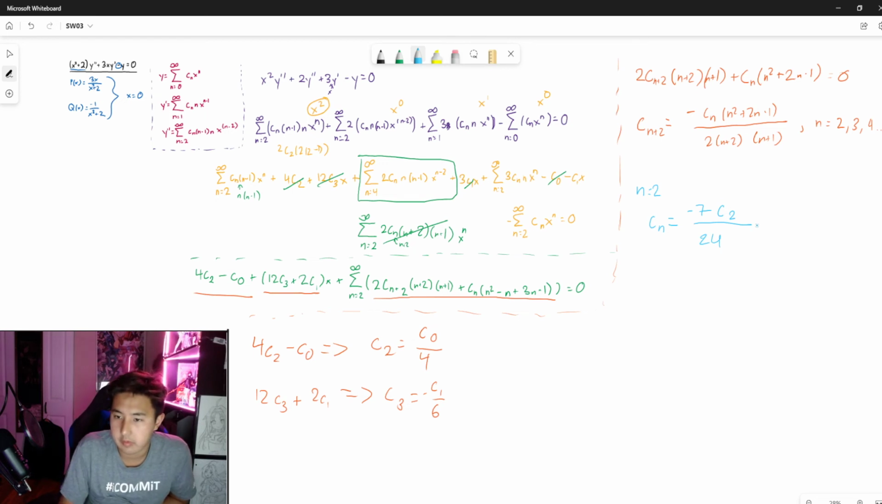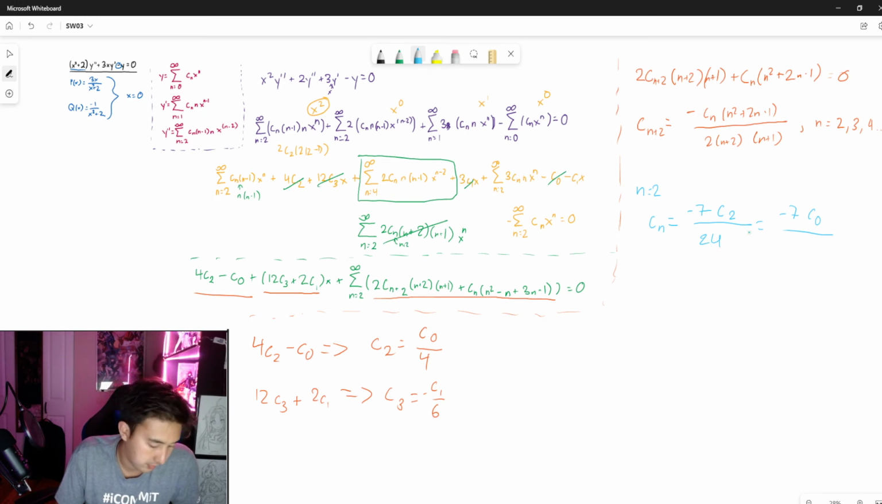And then if we substitute C2 in, if we recall, C2 is C0 over 4, because we want to have C0 first. Plug that in, we get minus 7 C0 over 4 times 24, that's 96.